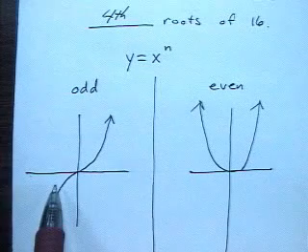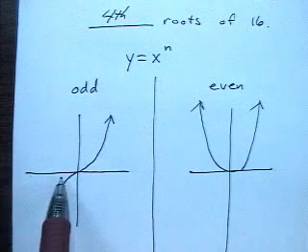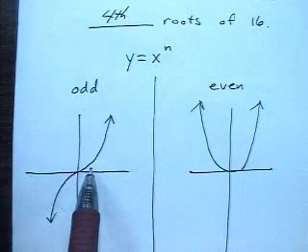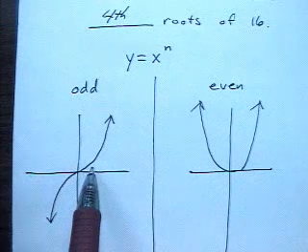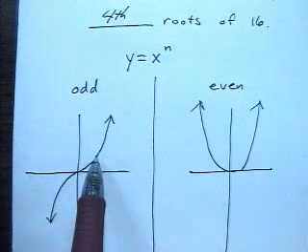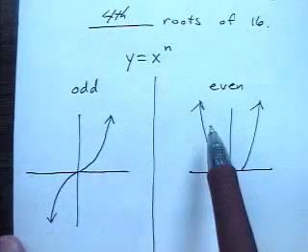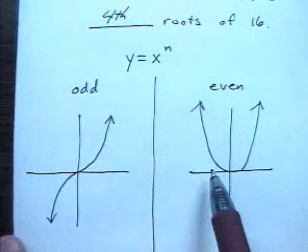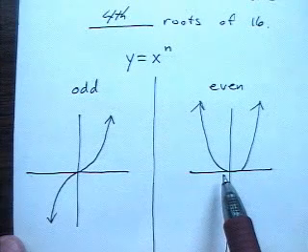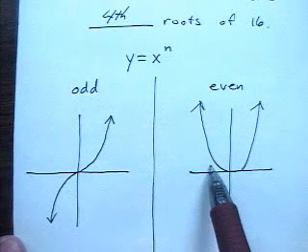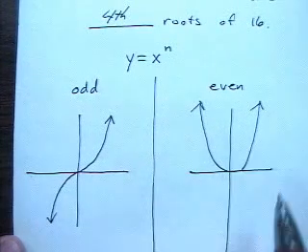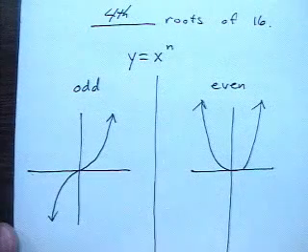They get sharper and steeper on the sides, and then they come into the origin and then come out the other side kind of flat and then get real steep again. The even ones look like a parabola, and as you increase the power, like to x to the fourth and x to the sixth and x to the eighth, you start getting sharper corners and steeper sides.